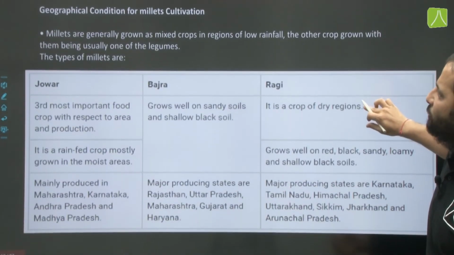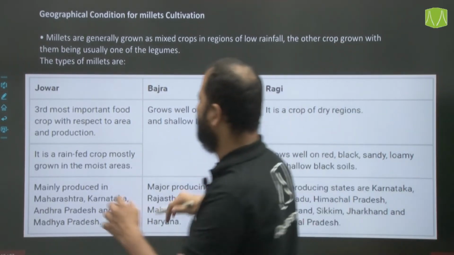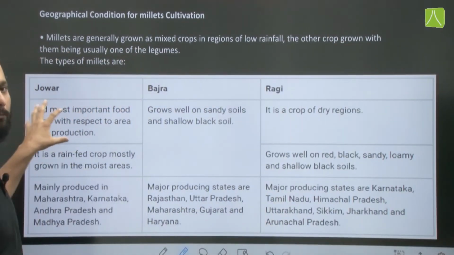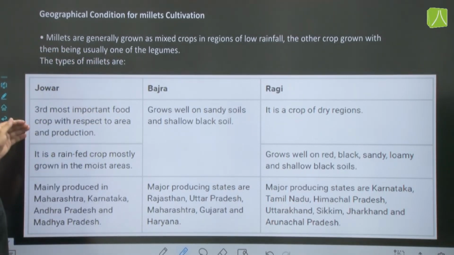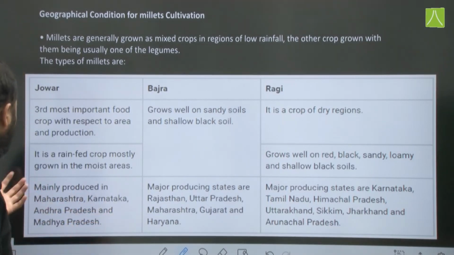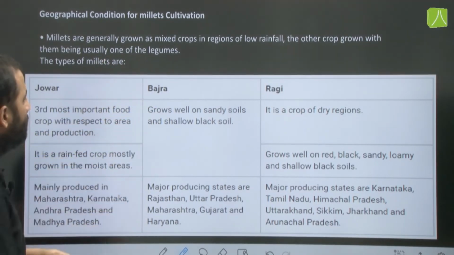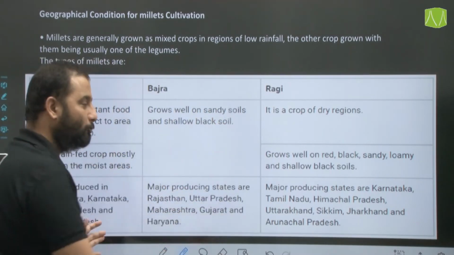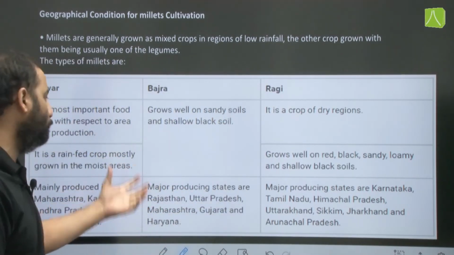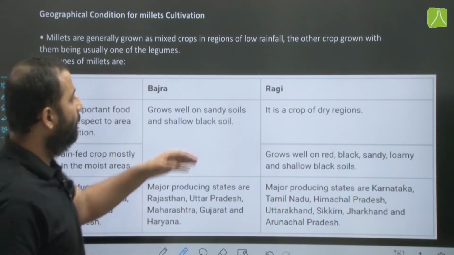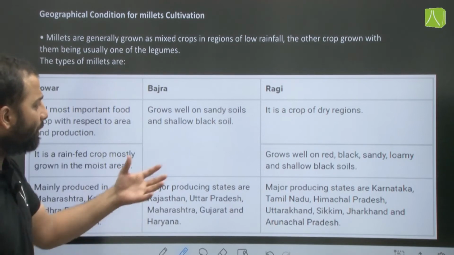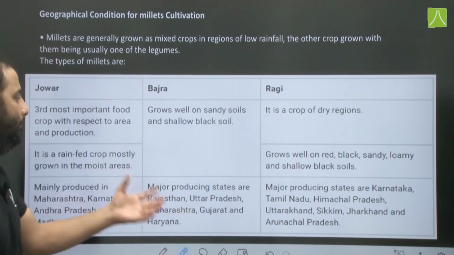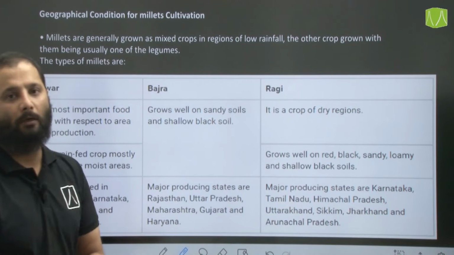Now, the geographical conditions for millet cultivation. Jowar is the third most important food crop after rice and wheat, and it is a rain fed crop mostly grown in moist areas, mainly produced in Maharashtra, Karnataka, Andhra Pradesh and Madhya Pradesh. Bajra grows well on sandy soils as well as shallow black soil, and major producing states are Rajasthan, Uttar Pradesh, Maharashtra, Gujarat and Haryana. Ragi is a crop of dry regions, grows well on red and black soils. Major producing states are Karnataka, Tamil Nadu, Himachal Pradesh, Uttarakhand, Sikkim, Jharkhand and Arunachal Pradesh.